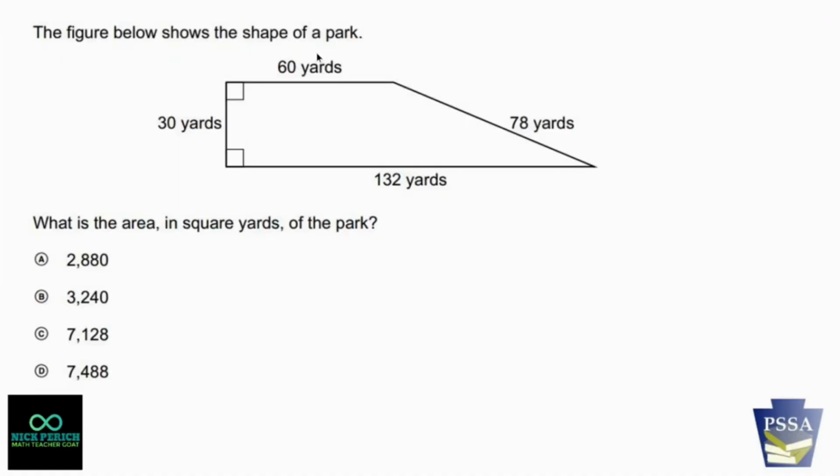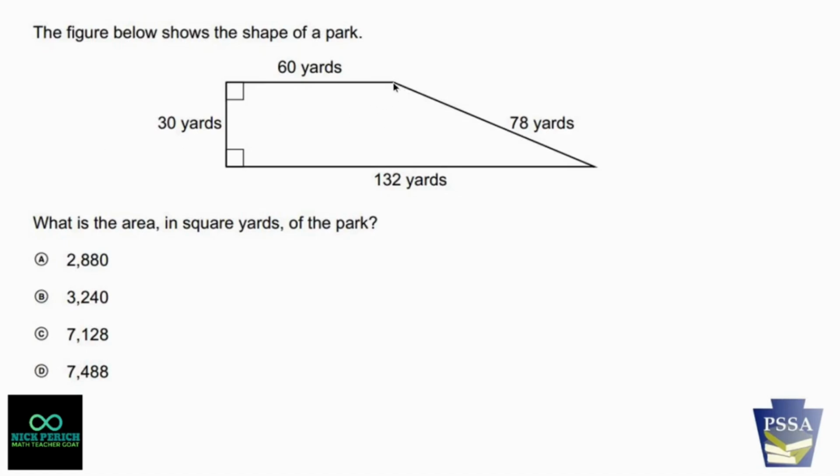The figure below shows the shape of a park. All right, so you have this weird trapezoid thing where the top of the trapezoid is 60 yards, the bottom is 132. Then you have this straight up and down height of 30 yards and this weird diagonal thing that is 78 yards. My job is to find the area in square yards of the park.